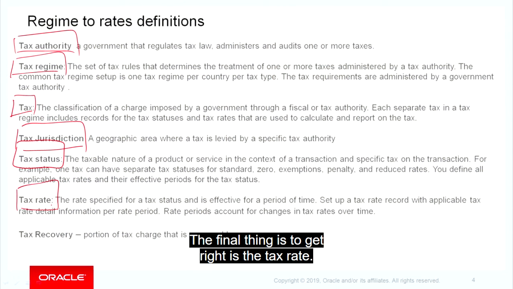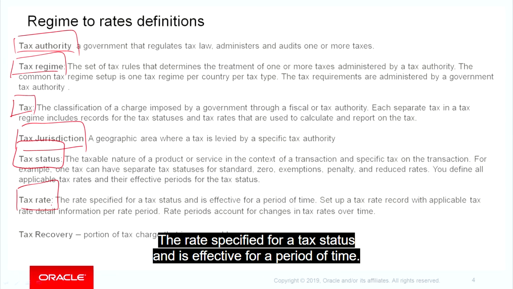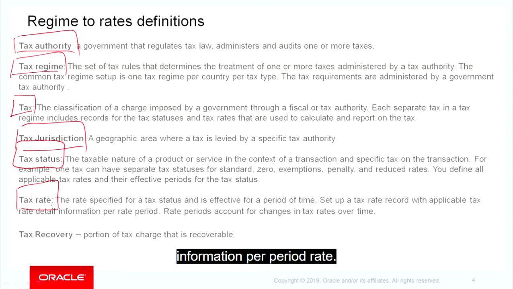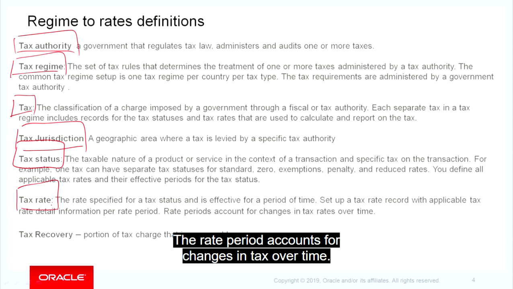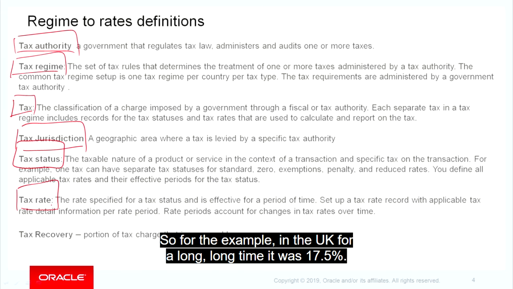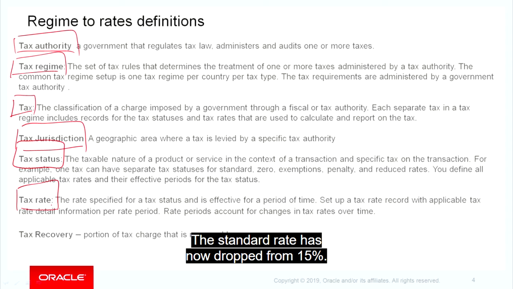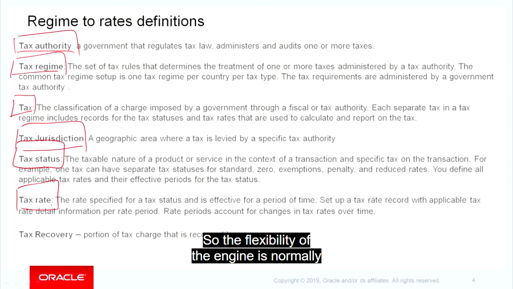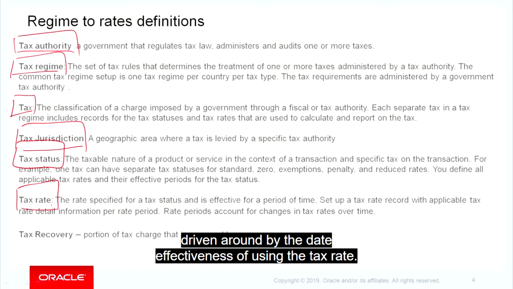The final thing to get right is the tax rate. And the definition first: the rate specified for a tax status and is effective for a period of time. So for a tax rate record with applicable tax rate details information per period rate, the rate period accounts for changes in tax over time. So for the example in the UK, for a long time it was 17.5%. The standard rate has now dropped to 15%, and then recently in the last couple of years has gone up to 20%. So the flexibility of the engine is normally driven around by the date effectiveness of using the tax rate.